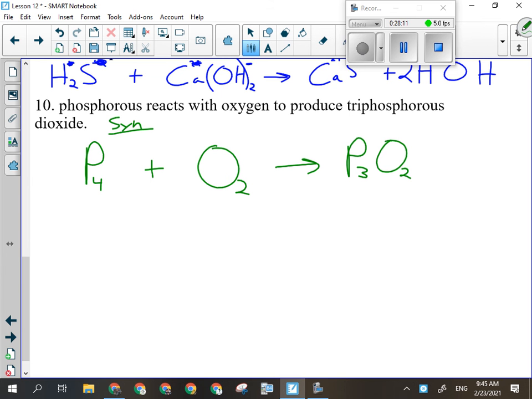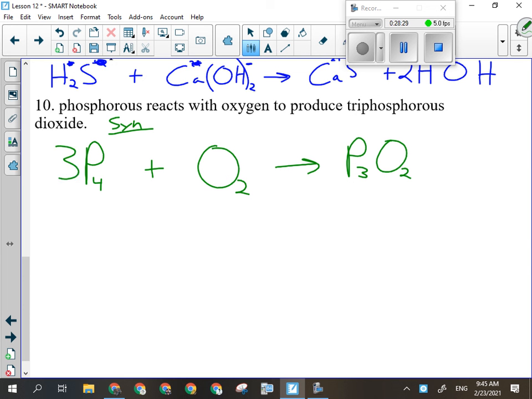Okay, now I need to balance this thing. What should I start with? Yeah, start with the 4. Start with phosphorus, biggest number, it'll work this time. Okay, I got 4 on this side, I got 3 on that side. What's the lowest common multiple? 12, yeah. Okay, so I'm going to put a 3 here.